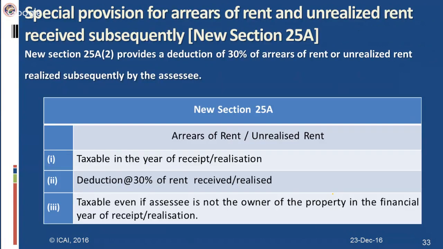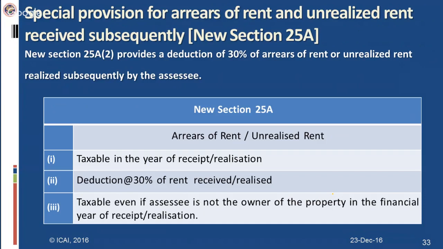The next amendment in the chapter income from house property relates to arrears of rent and unrealized rent. Earlier, there were separate provisions for arrears of rent and unrealized rent. To provide parity and the same treatment for both, this year a common section has been inserted, that is new section 25A, which substitutes sections 25A, 25AA and 25B, which contained the provisions for taxing the arrears of rent and unrealized rent.